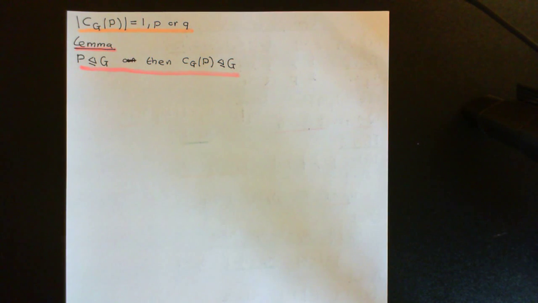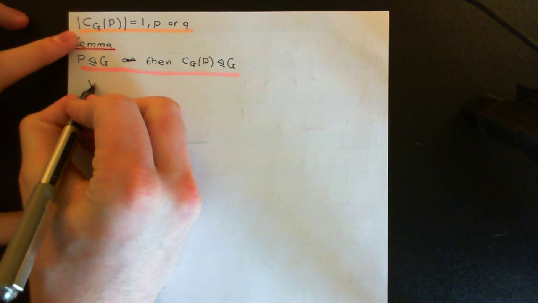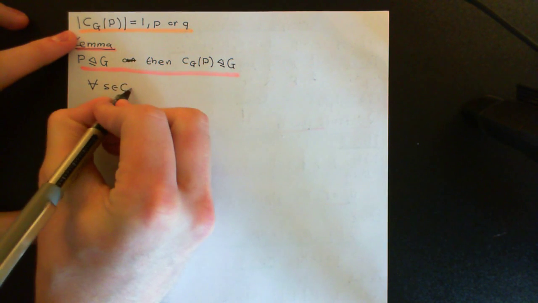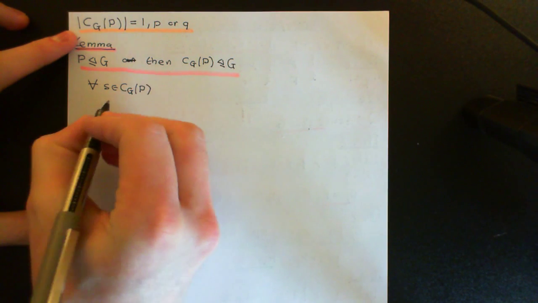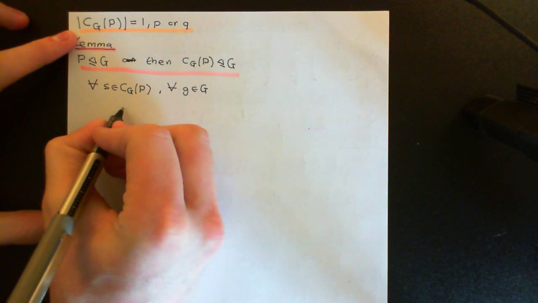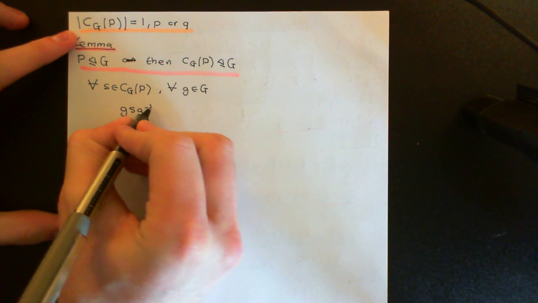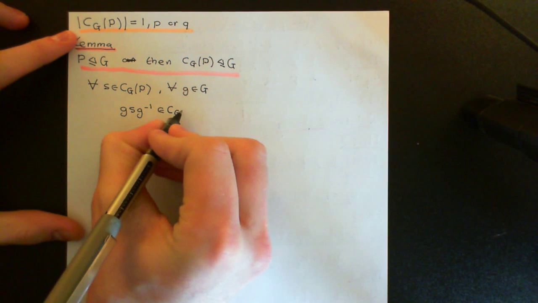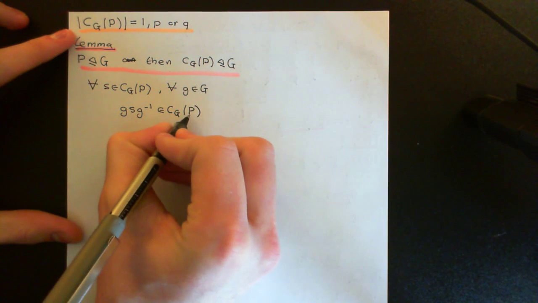But how am I going to prove that the centralizer of P in G is a normal subgroup of G? Well, of course, the definition of being a normal subgroup is that if you conjugate this subgroup by any element of the group, it has to give the subgroup back again. Now, because we're working in finite group theory, it is enough to show that for all s an element of the centralizer of P in G, and for all g an element of capital G, g s g inverse is an element of the centralizer of P in G. It's enough to show that.